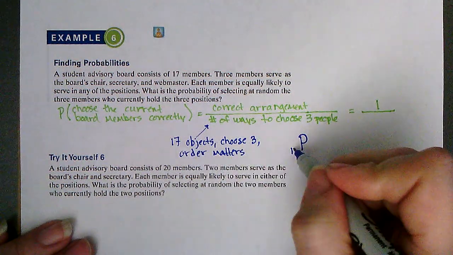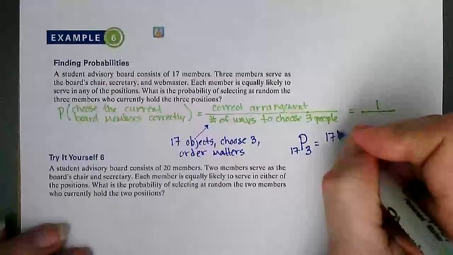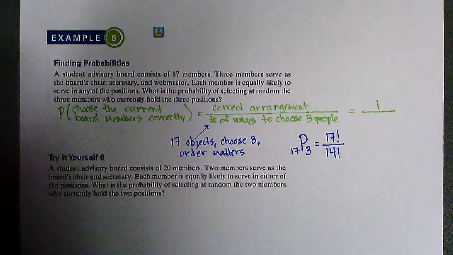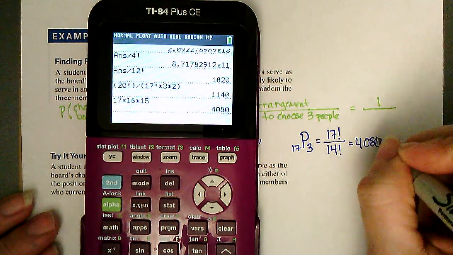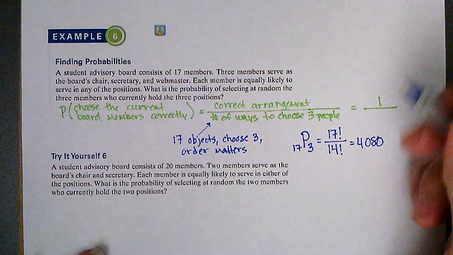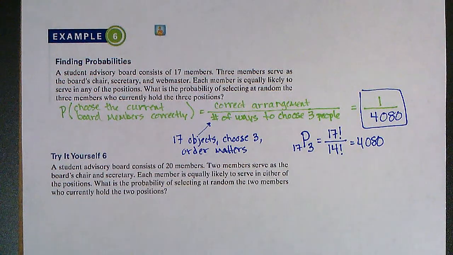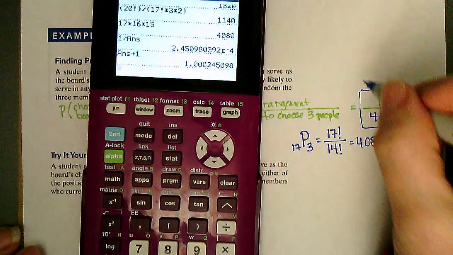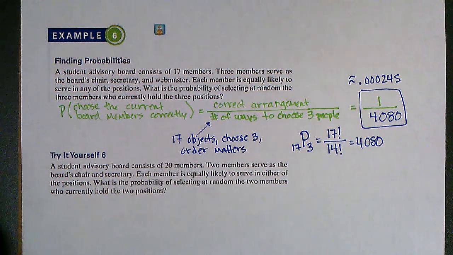So we'll be taking 17 objects and choosing 3 of them. In a permutation, the formula for that is n factorial, so 17 factorial, divided by 17 minus 3 factorial, so over 14 factorial. So basically 17 times 16 times 15. So that would be 4,080. So there's 4,080 different ways to choose those 3 people. So the probability that we would choose the correct current board members would be 1 out of 4,080. Let's see what that is. 1 divided by 4,080. That's a small number. Approximately 0.000245. That's a really low chance of that happening.